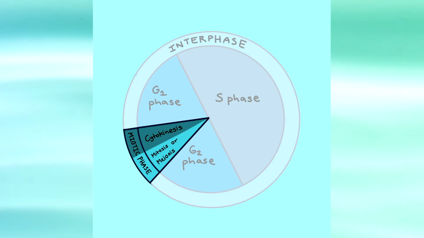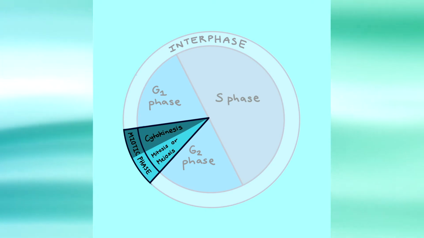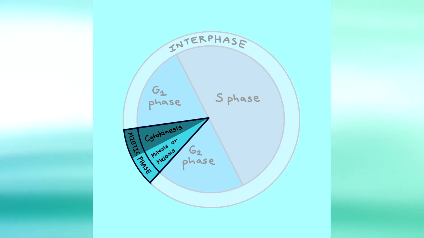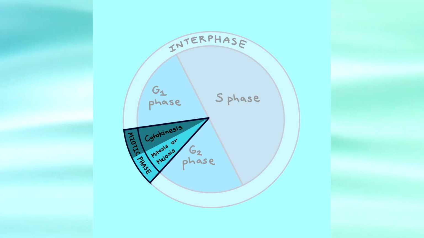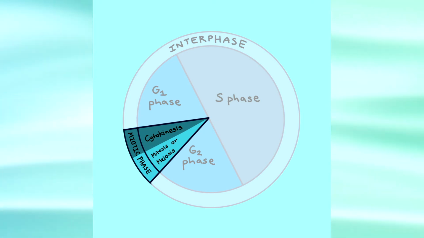The M, or mitotic phase, is where the cell divides. In mitosis or meiosis, the cell's organelles and structures align and prepare themselves to divide, and in cytokinesis, the cytoplasm is split and the cells are completely separated. Now we'll talk about the processes of mitosis and meiosis.